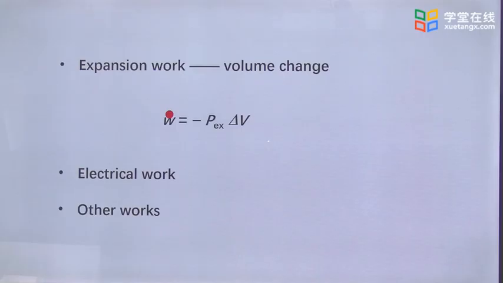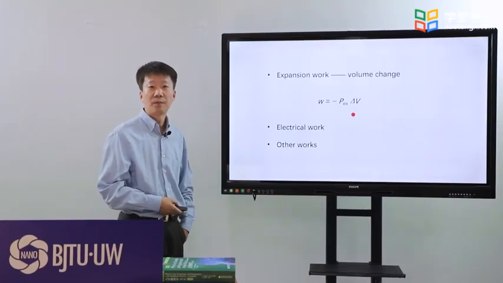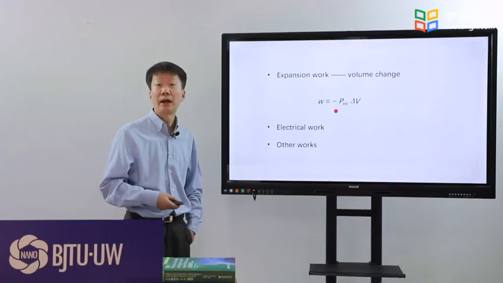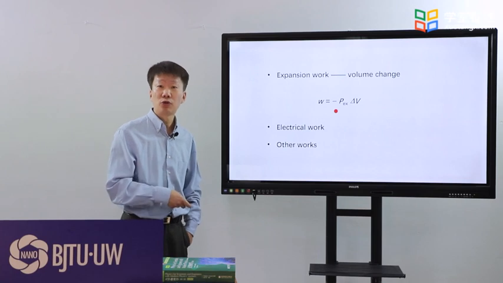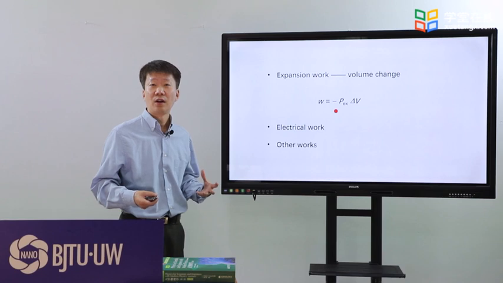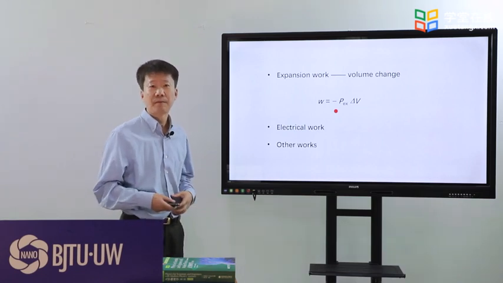First, we discuss the expansion work based on gas system. The work is defined as the product of the external pressure and the volume change with a minus sign in front. For example, if 20 joules work is done on the balloons, they are compressed. The work is positive. If 30 joules work is done on the surroundings, balloons expand. The work is negative.